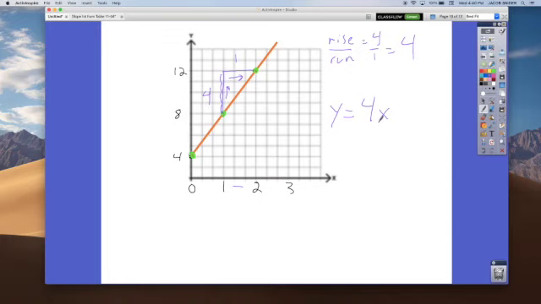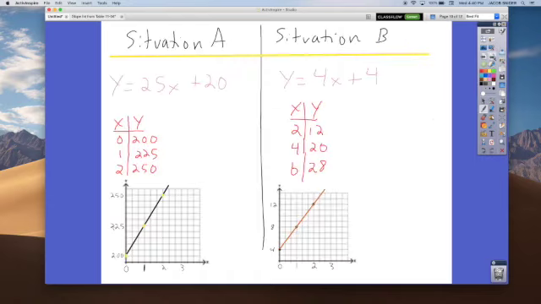And what's my y-intercept? Where would that line cross the y-axis? It would cross right here at plus 4. I think we've seen that before, haven't we? So what do you notice? What do you notice?